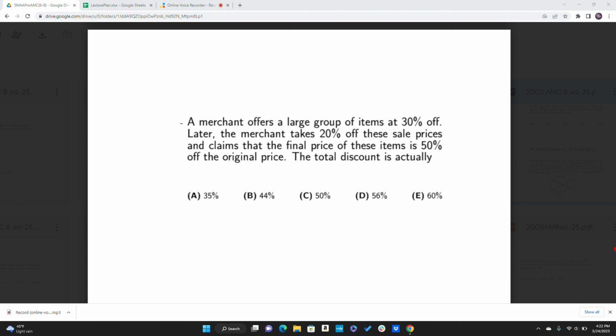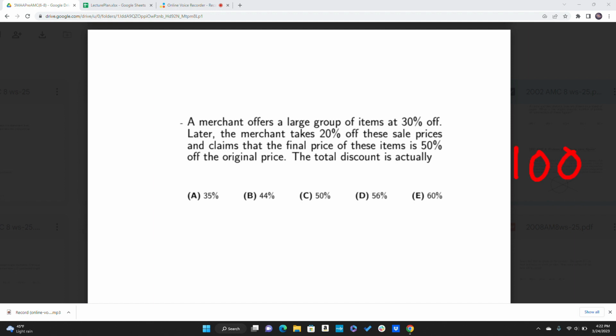Okay, we've got a large group of items at 30% off. Later, the merchant takes 20% off these sales prices and claims that the final price of these items is 50% off the original price. And we want to find out what the discount actually is. All right, so what I find helpful is let's just do an example. Let's say a merchant's offering something that costs $100.